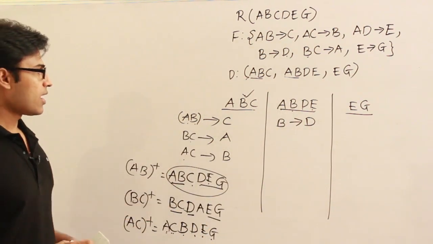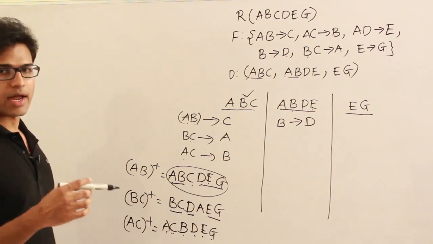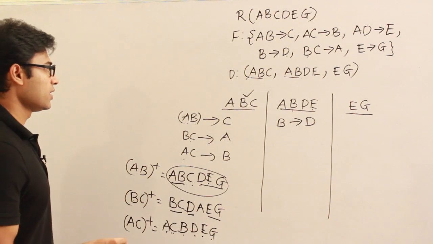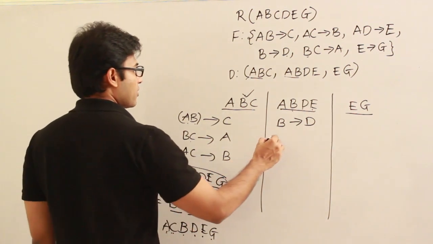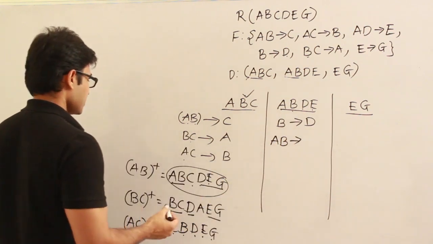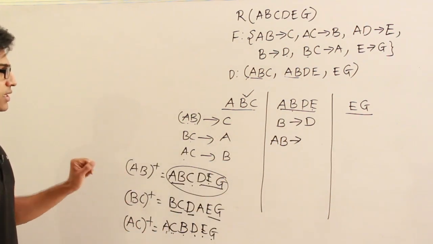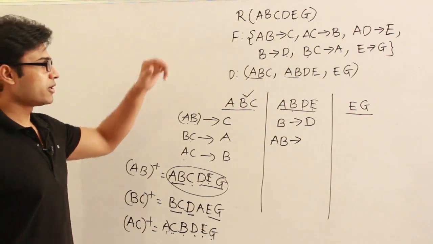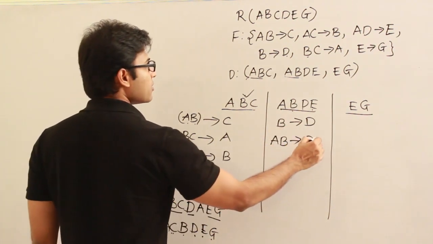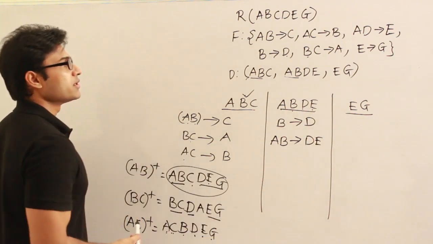Now next thing is, I have to find out all the FDs which are containing two attributes on the left hand side. One is, I want to find out AB, right? What are the functional dependencies? We found out that AB is already a key on the main table, therefore it has the capacity to determine everything. So I can write AB determines DE, isn't it?